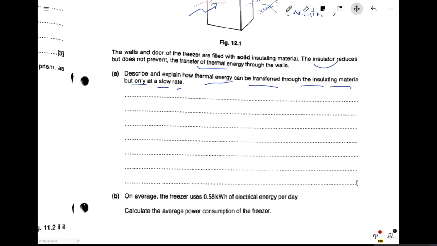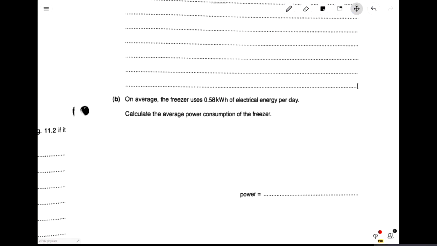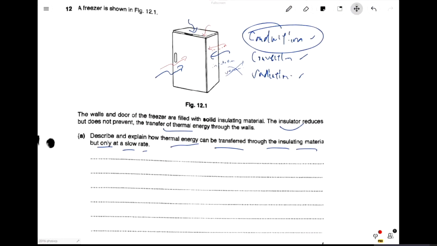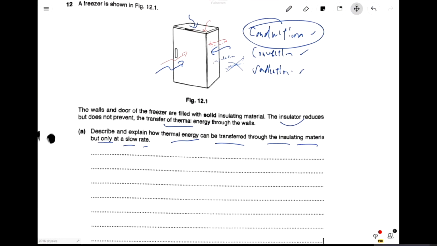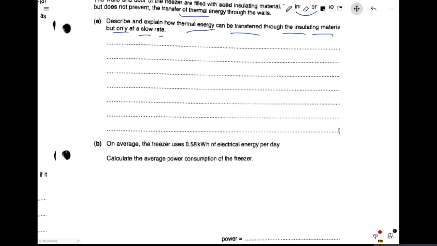I have to mention that the insulated material is not in a vacuum. Insulated material like styrofoam still has particles. So the particles are still touching each other. It's just that they have air in between them. That's why it's a bit slower.